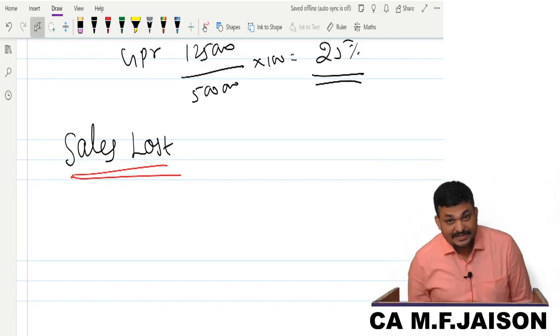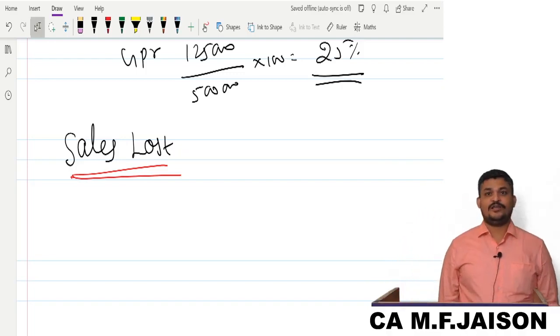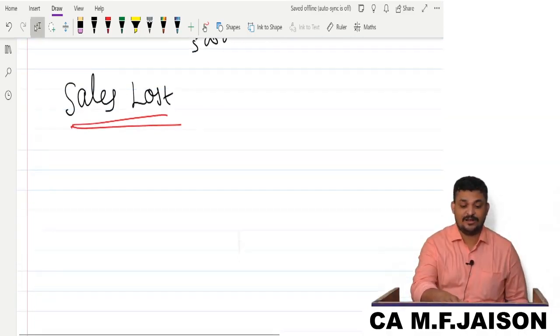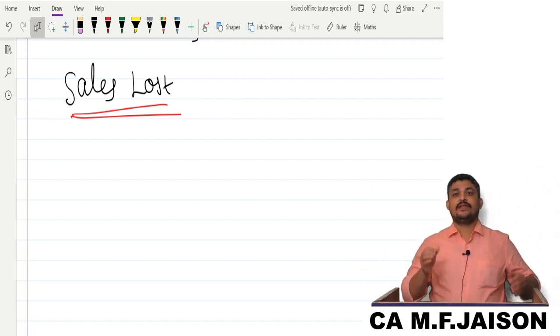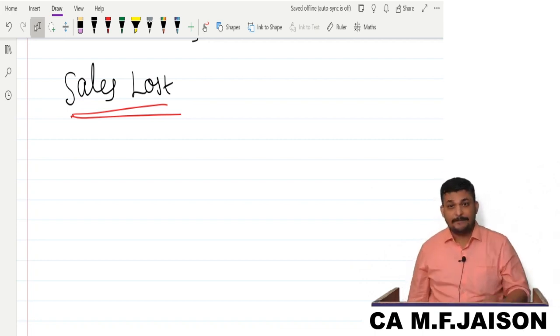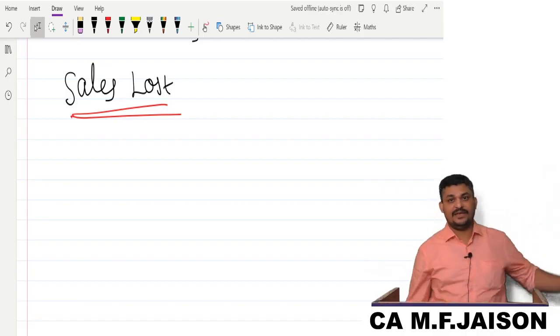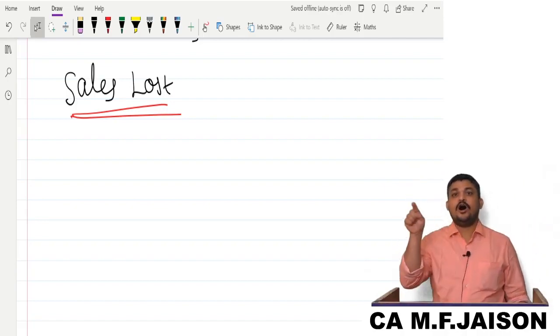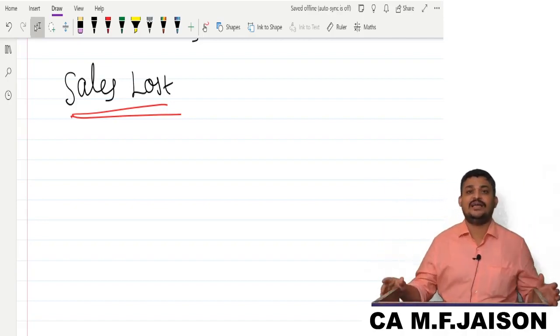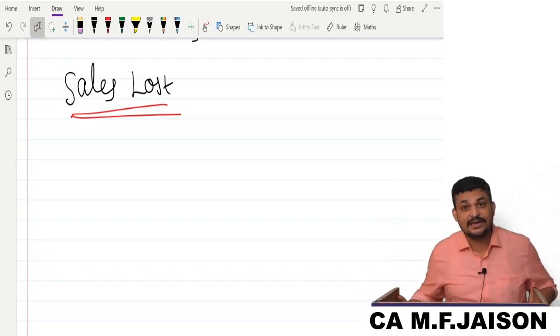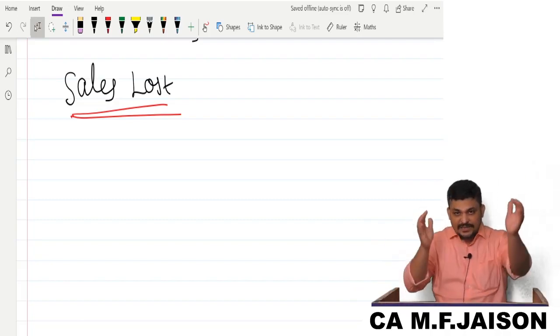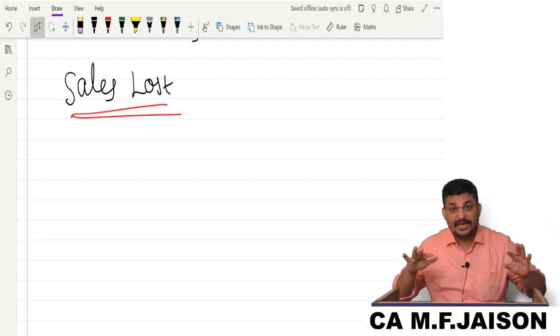So that way, sales loss. How to calculate sales lost? Sales during the corresponding compensation period of the previous year plus or minus trend will give you expected sales. What does that mean? This is the sales I expected if there was no fire.